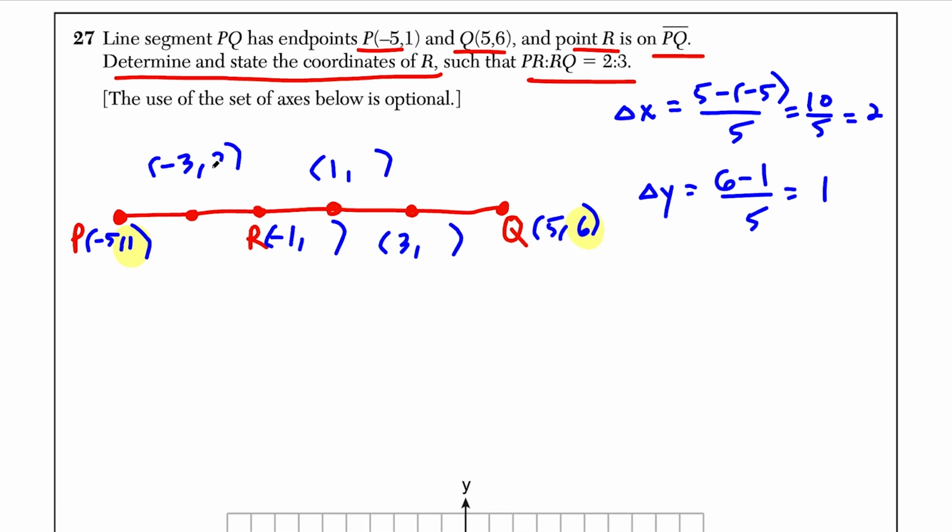So 1 plus 1 is 2. We add 1, we get 3. We add 1, we get 4. 5, and then check it out, 5 plus 1 gives us 6. So our solution here, R, would be located at negative 1, 3.